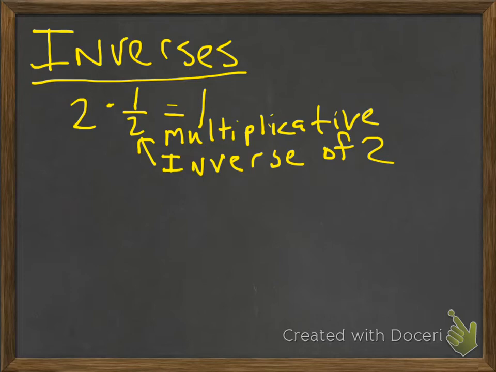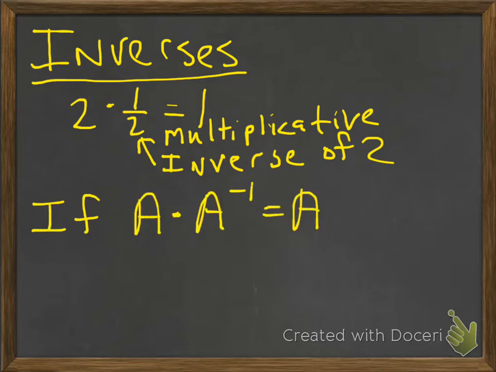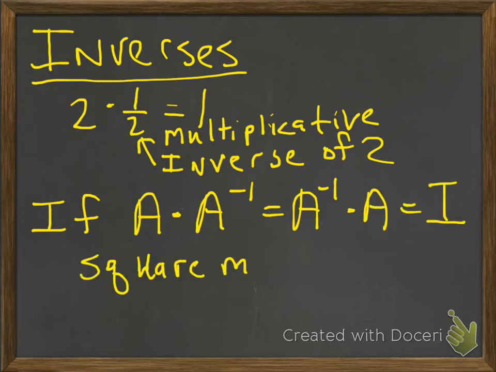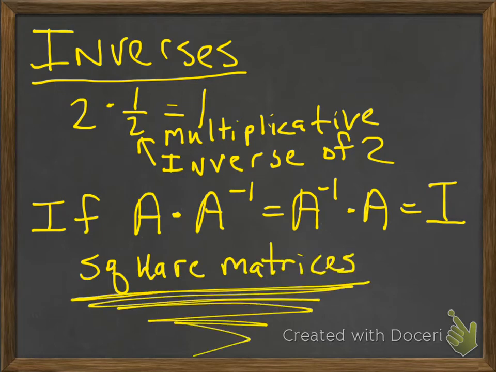you would have inverses. So the rule is, if matrix A times an inverse, or the inverse times A, is equal to the identity matrix, which you should have gotten from the quiz, then they are inverses. And this can only happen with square matrices. You can only do inverses with square matrices.